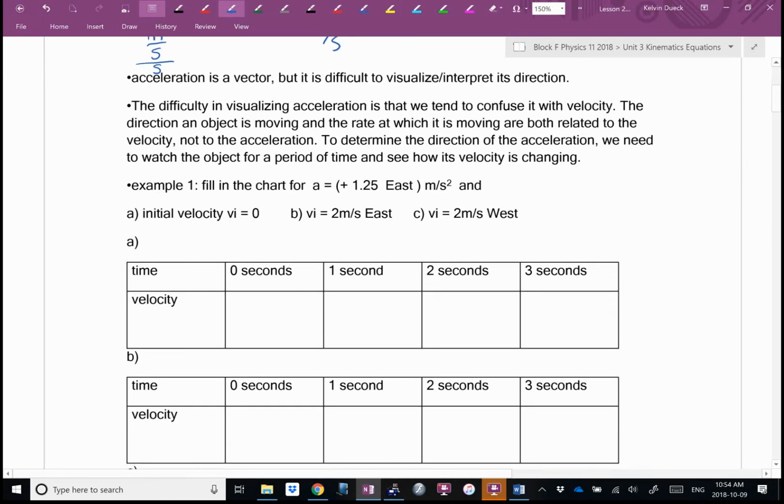We're going to do a couple of questions longhand, where we are going to go 1 second at a time, and then we're going to zoom out and ask, is there a shorter way that we can get here with an equation? So it says, fill in the chart below for a positive 1.25 meters per second squared acceleration to the east. And you can think east or to the right or forwards. All interchangeable. With 3 initial velocities.